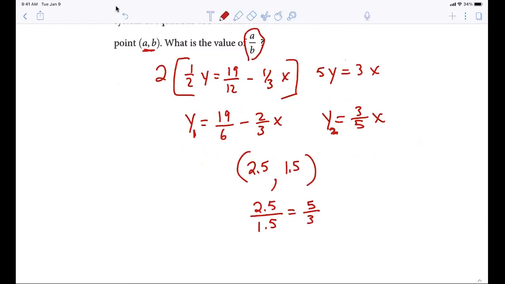All right, I don't want you to tell me that's 1.6 repeated. If you do 2.5 divided by 1.5, convert it back to a fraction. And does everybody see it's 5 over 3? Everybody good on that?